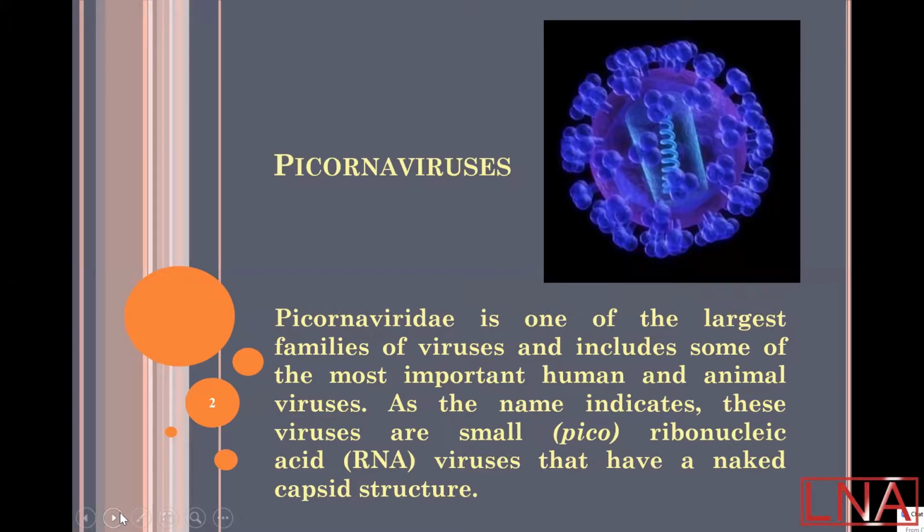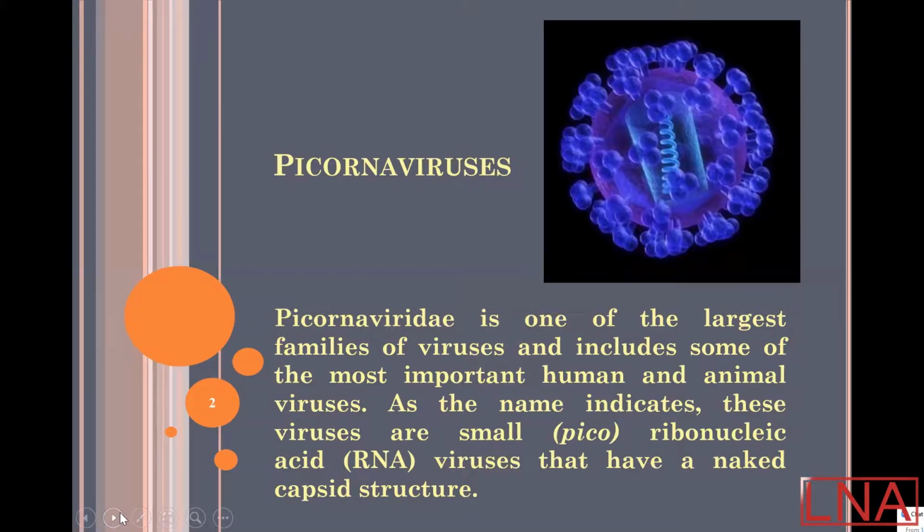So first of all, there are a lot of human and animal pathogens. So it's a very big group. Picornaviridae is a family of viruses. As you see in the name, it includes several words. Pico means small. Ribonucleic acid, or RNA, picoRNA, and viruses, that means virus.